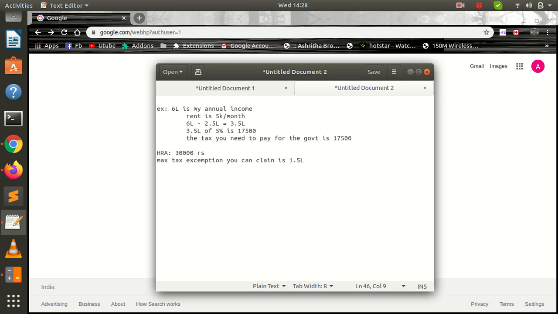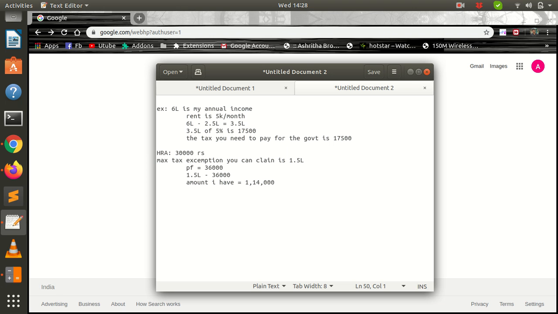Out of which my PF is 36,000, and the remaining amount is 1.5 lakh minus 36,000, which is exactly equal to 1,14,000. This is the amount I have, so I'm saving. I can claim or use it.